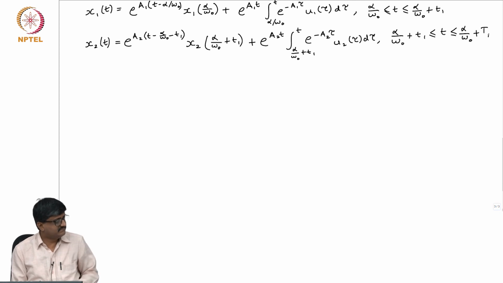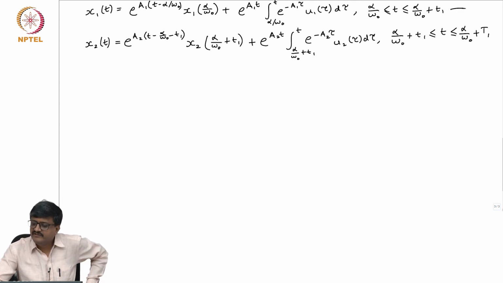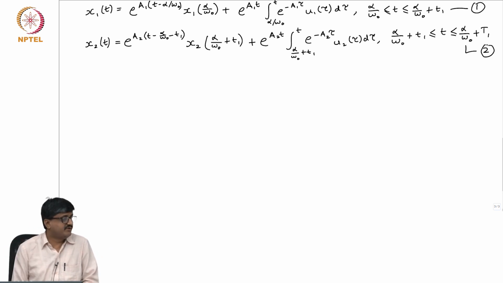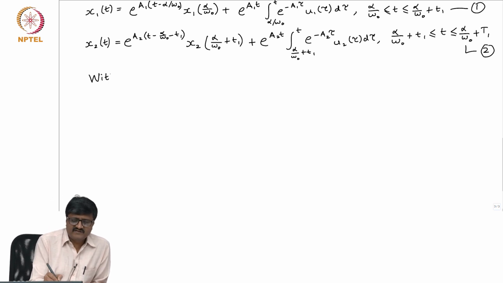So, let me call the solution in the first interval, this equation giving the solution, as equation 1, and this equation which is giving the solution in subinterval 2 as equation 2. Now, I said that there is one state variable in x1 which is not in x2, and that state variable is the outgoing valve current. There is no loss of generality if I assume that this outgoing valve current is the last element of x1. I can keep it anywhere.